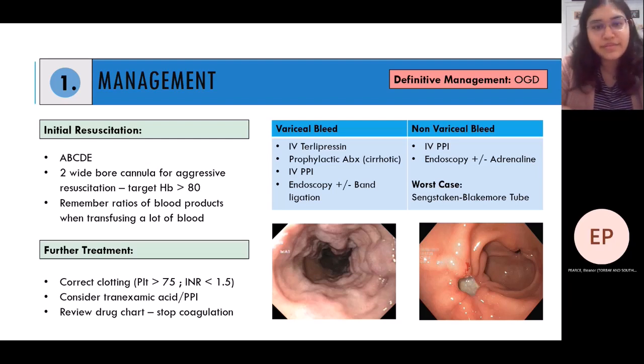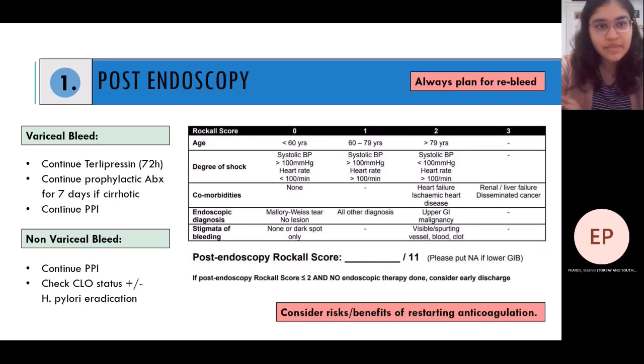And I've just put this in as a worst case scenario, because I think people see it in textbooks quite a lot. So the Sengstaken-Blakemore tube can be inserted in very, very specialized circumstances, but it's often the last resort, and patients need to be intubated for that to happen. So it's often very rare and not at all what you would do first line for patients.